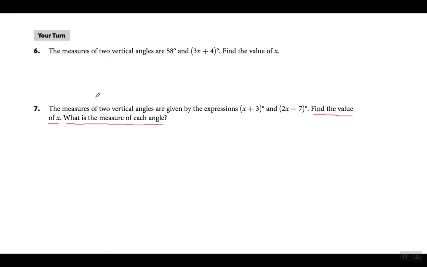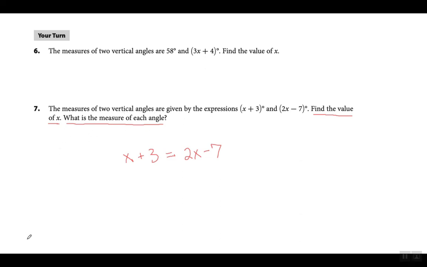Okay? So if these are two vertical angles, I'm just going to put that this one equals this one. That's how I'm going to set up my equation. La pregunta dice que la medida de dos ángulos verticales son estas expresiones. X más 3 y 2x más 7. Así que si esos son dos ángulos verticales, quiere decir que la medida de uno tiene que ser igual que la medida del otro. Así que así es como hago mi ecuación para empezar. Ahora la pregunta es qué es el valor de x y qué es la medida de cada ángulo.